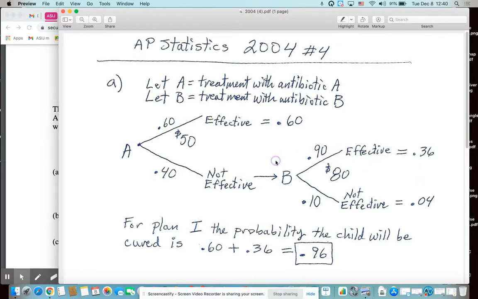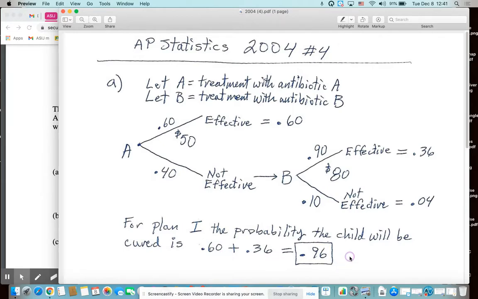So for the probabilities, if you add all these ends up, it should be 100%. 60 plus 36 plus 4, that's 100%. So out of all the options, the ones that give us a solution where the medicine worked and the child was cured are the first one at 60 and then this 36. So you add those together and you get 96%.